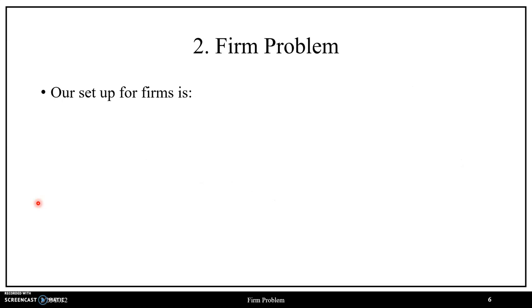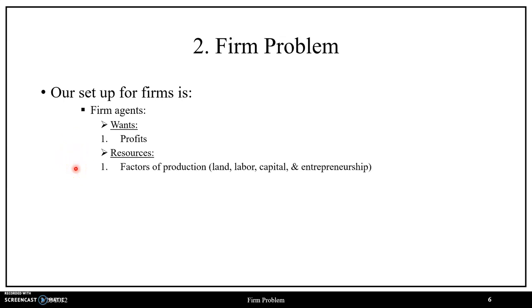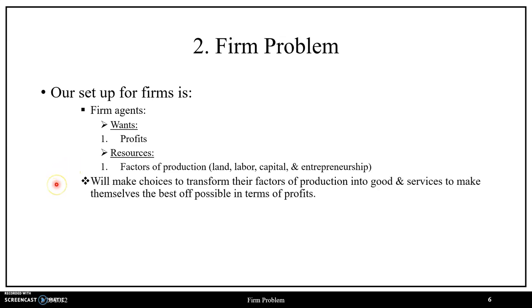So to begin, our setup for firms overall is that our firm agents have wants in the form of profits, and they have resources in the form of the factors of production, which comprise land, labor, capital, and entrepreneurship. We also know that they will make choices to transform their factors of production into goods and services to make themselves the best off possible in terms of profits, where this was formerly stated as the firm problem, that is, to maximize profits subject to the production constraints. Additionally, with respect to firms, we have also seen how they've produced goods and services as well as their cost structures, so let us recall those as well.